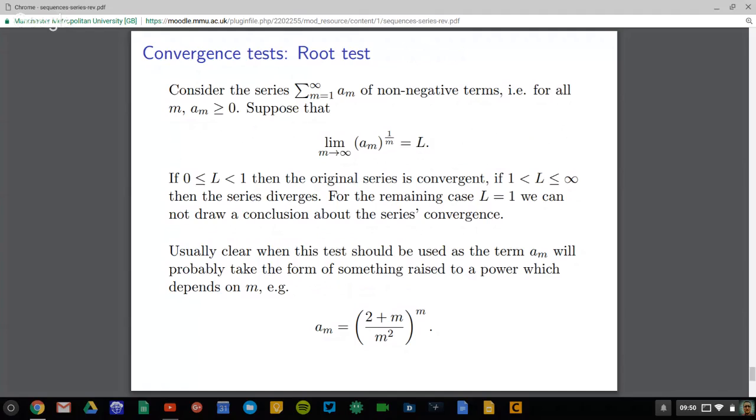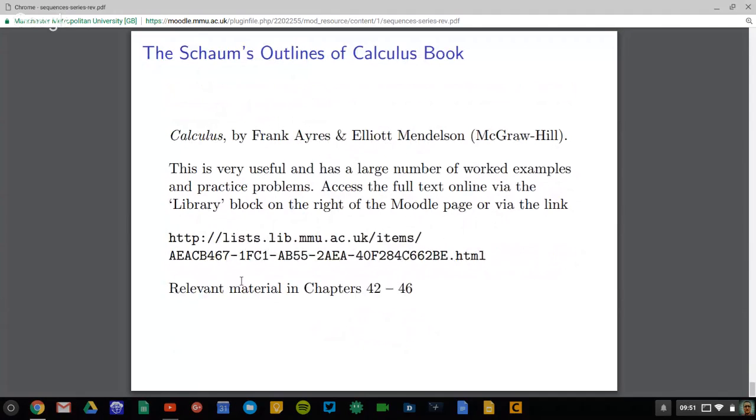And again, you draw conclusions about it the same way as for the ratio test. If L is strictly less than 1, your original series is convergent. If it's strictly bigger than 1, it's divergent. And again, the L equals 1 case is a borderline case as well. So you can't draw any conclusions if the limit comes out as exactly equal to 1.